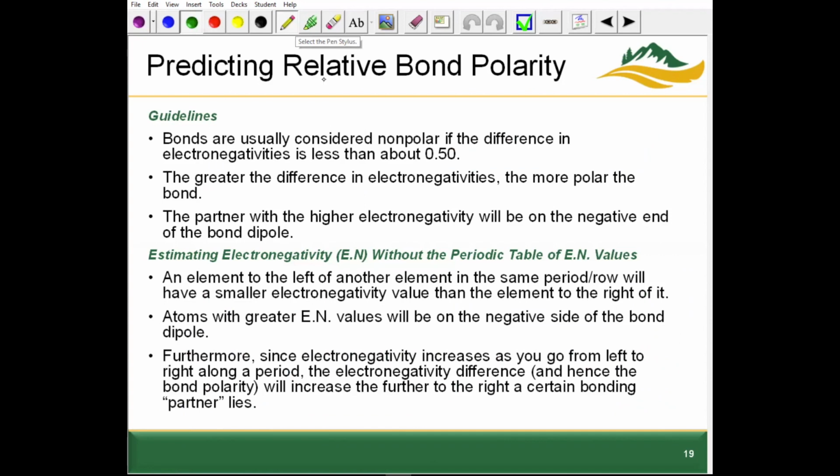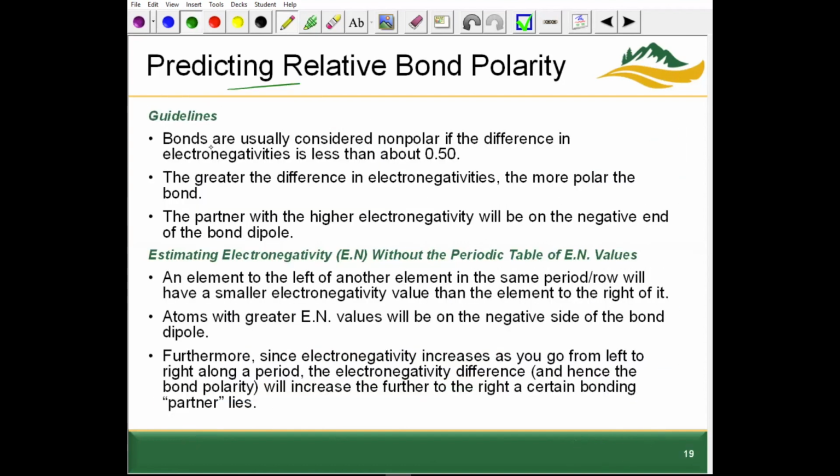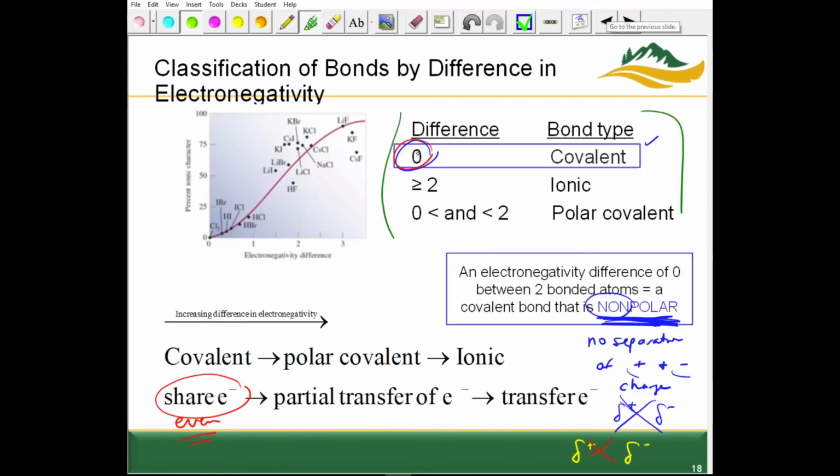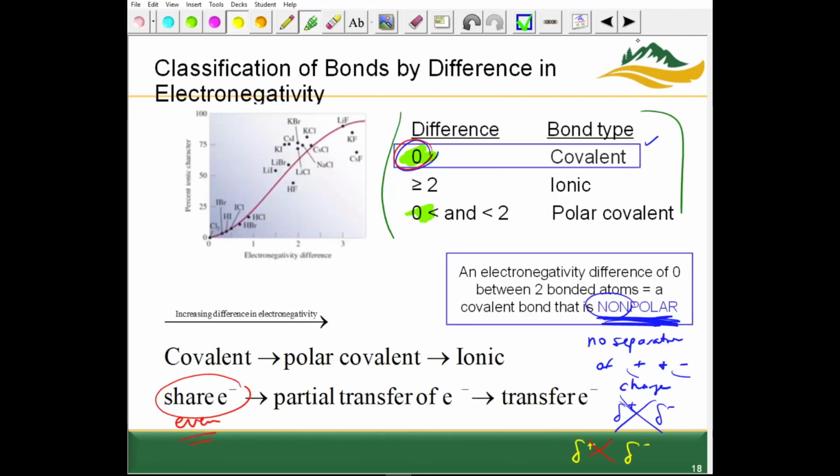So here's some general guidelines on predicting relative bond polarity. We can definitely use this table here. For bonds to be considered nonpolar, it's technically anything less than about 0.5 difference in electronegativity between the 2 atoms. So a little bit of a gray area here between 0 and about 0.5, really up to a difference of 0.5 is still essentially nonpolar. But again, we're not really focused on these gray areas. We're just focused on the bigger picture of nonpolar versus polar versus ionic.